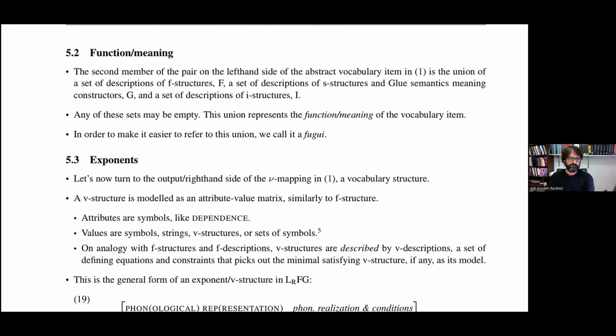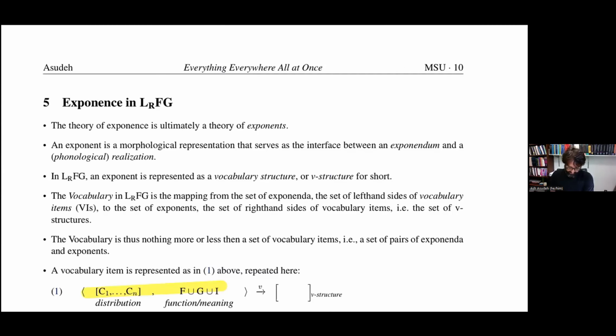to the distribution. So in order to make it easier to refer to this union of F, G, and I, we call it a fugui. Why do we call it a fugui? Because that's what it looks like. Fugui.